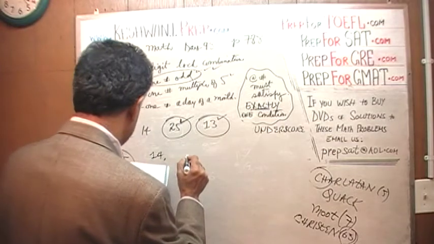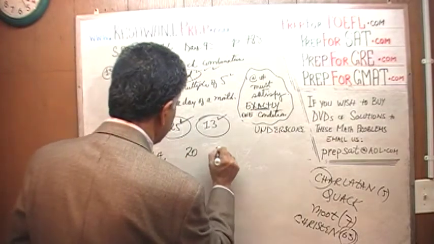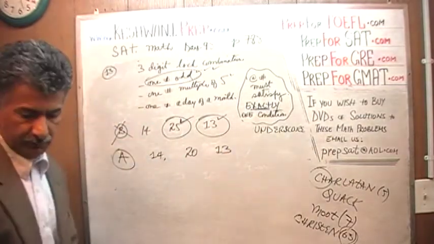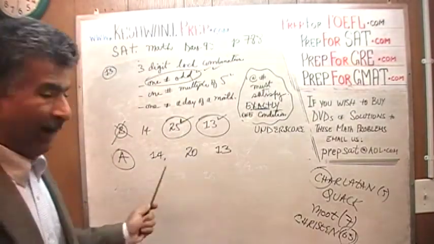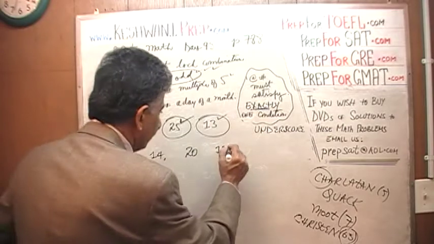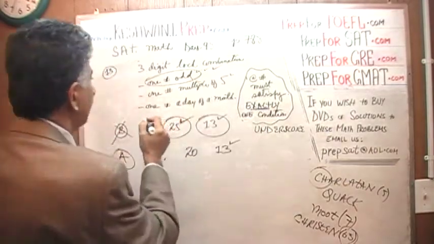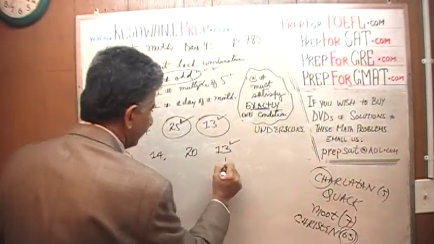14, 20 and 13. See what happens? You see? Here, obviously, there is only one odd number. The odd number is 13. So that satisfies condition number 1. I'm going to put down numbers here. That satisfies the first condition.